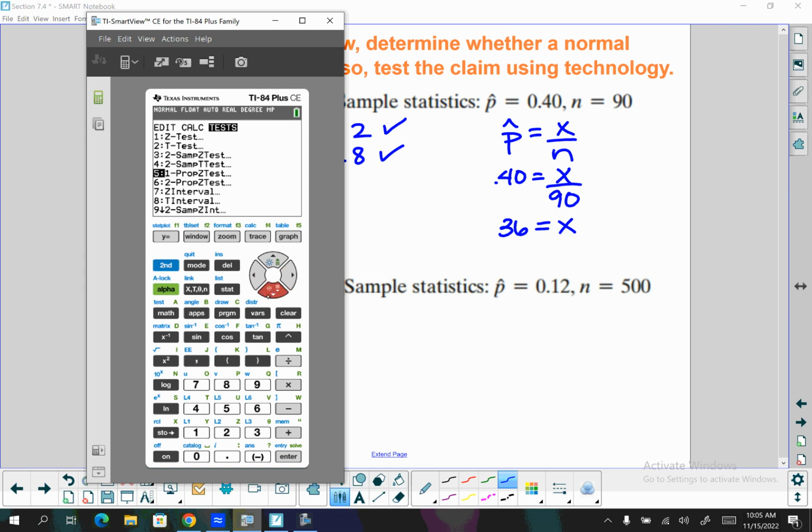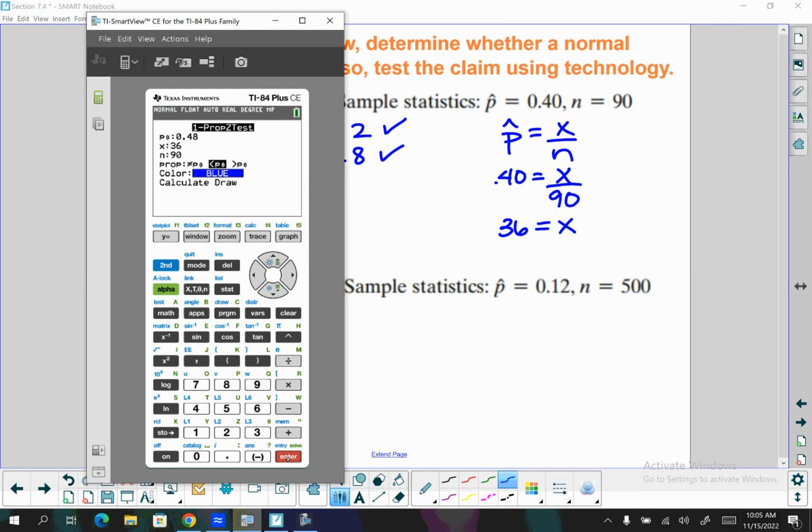Okay, so this is a 1 proportion z-test. So z-test and t-test at the top we used if we were hypothesizing about a mean. Option number 5, because we're hypothesizing about a proportion, that's why we're choosing this one. Okay, and then things it's going to ask us about.